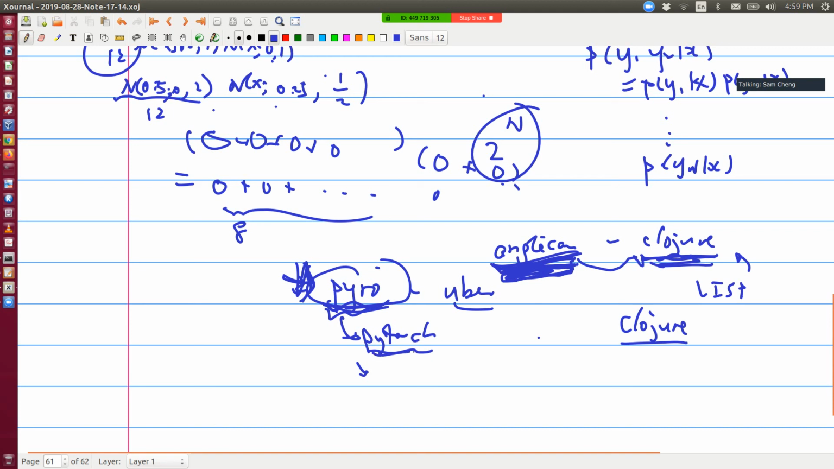But since PyTorch and Python are much more popular, I guess it's probably worth spending your time looking into Pyro in the future. It's more useful than Angelican.